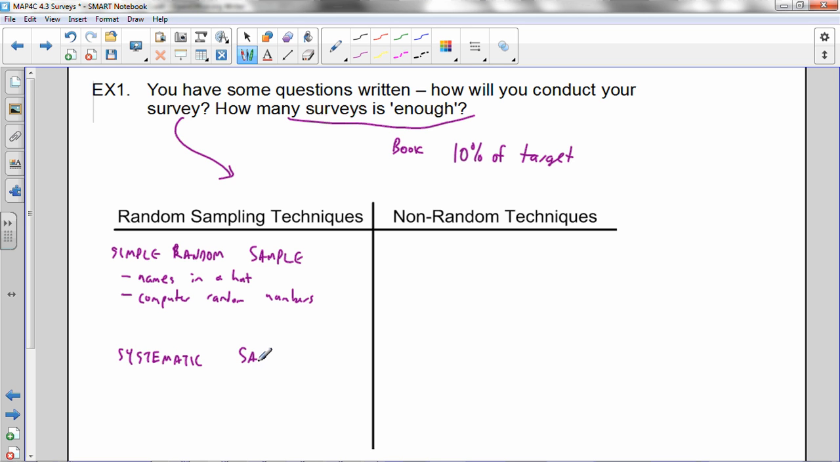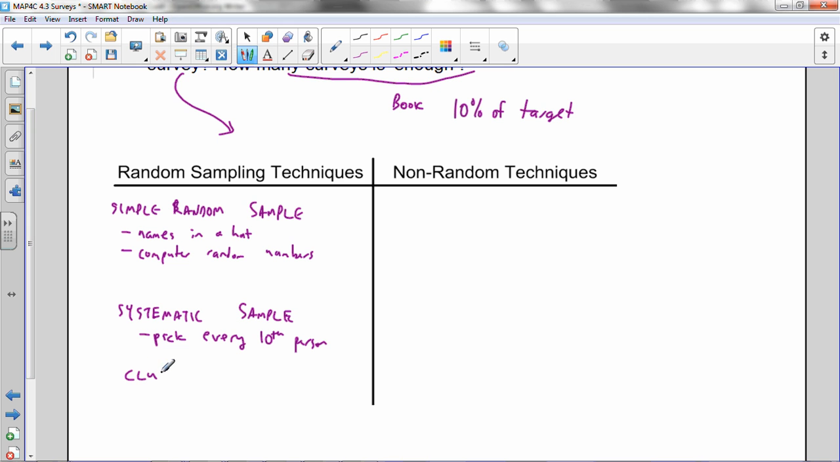Another one, a systematic sample, is where we pick, say, every second person or every 10th person. That's systematic. Every 10th person, that's systematic. More? Yeah, there's more. A cluster sample. Let's do that one after this one, because this one makes sense to do first.